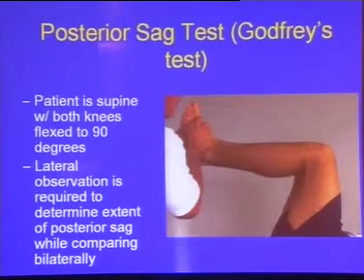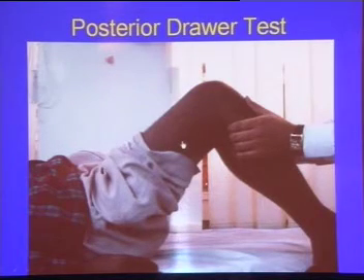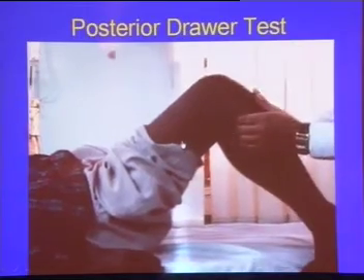And you can even accentuate the posterior sag by making use of gravity. Take both the knees, hold both feet and take them into 90 degrees of flexion, and you can evaluate better. Now, posterior drawer test can be grade 1, 2, or 3.